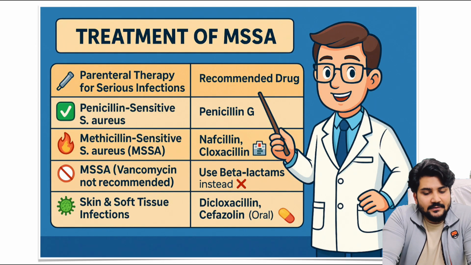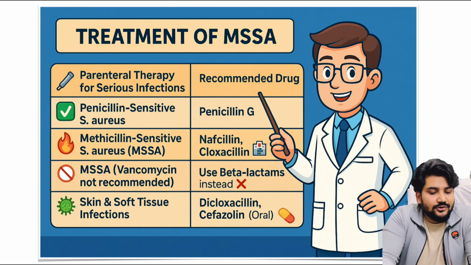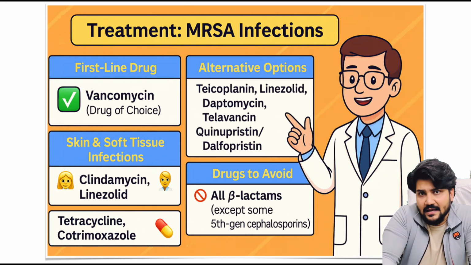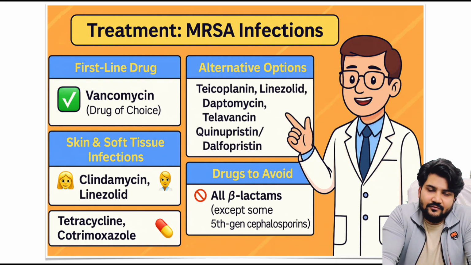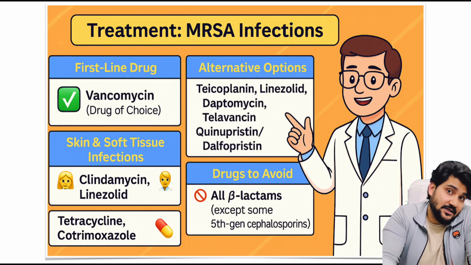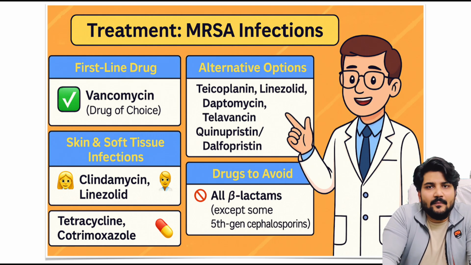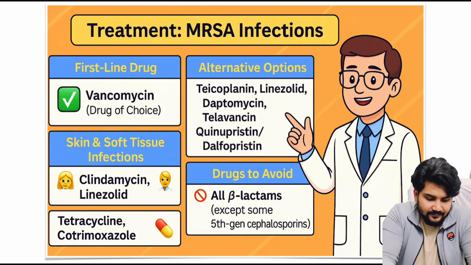Then the treatment of MRSA, our last topic. The first line drug for treatment of MRSA is vancomycin. We mostly use it in the form of IV. This is the treatment of choice. Now the alternatives will be linezolid mostly, teicoplanin, daptomycin, telavancin. These are the alternatives. If you have a mild skin and soft tissue infection, you can also use clindamycin as an alternative.